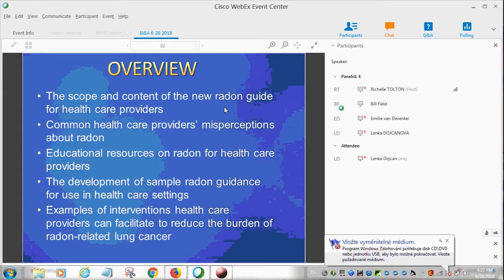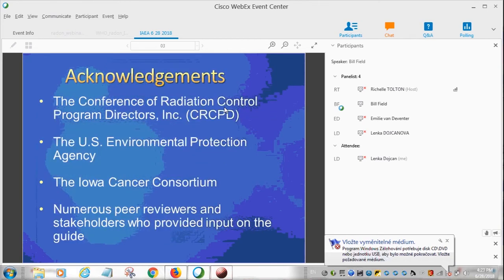So the overview I want to give today is the scope and content of a new guide that we've been working on for quite some time. Common healthcare providers' misperceptions about radon, educational resources about radon for healthcare providers, the development of sample radon guides for use in healthcare settings, and examples of interventions healthcare providers can facilitate to reduce the burden of radon-related lung cancer. So I have a good number of slides today I'd like to get through, but we'll go through these pretty quickly.